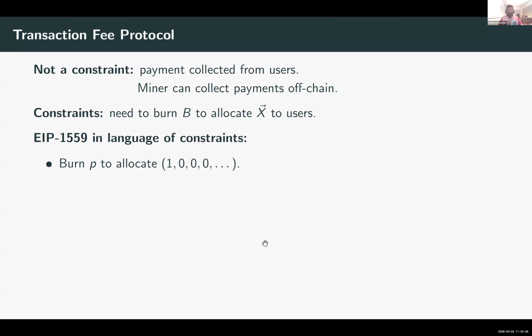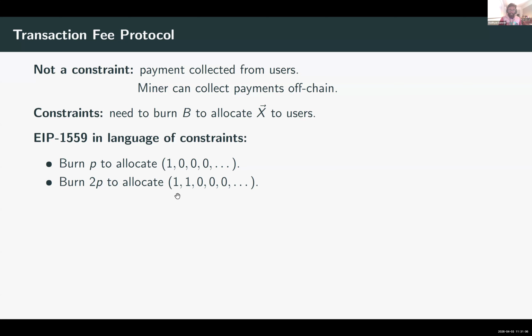In this language, EIP 1559 is the following, right? If the on-chain allocation induced must be 10000, which means one user is allocated with probability 1 and everybody else is allocated with probability 0, then the miner will have to burn P.